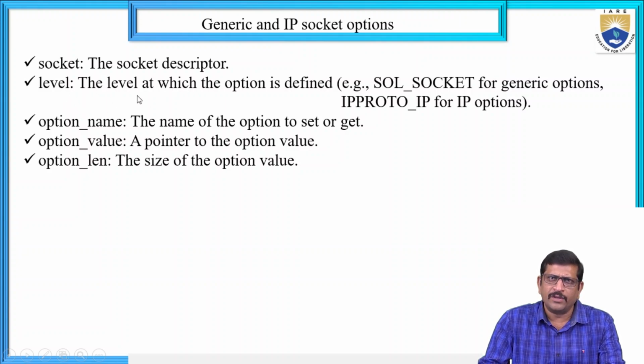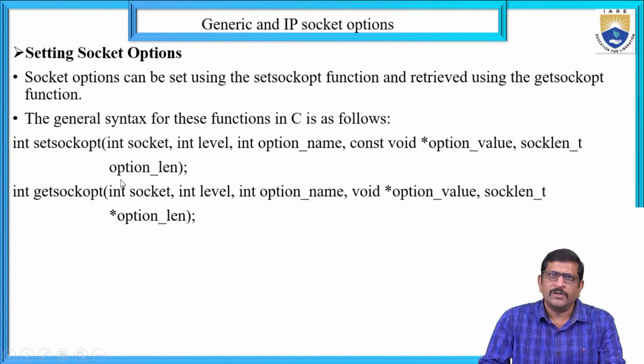These are all the arguments in the socket's general syntax of the function. In the general syntax of the function, the arguments are socket, level, option name, option value, and option length.